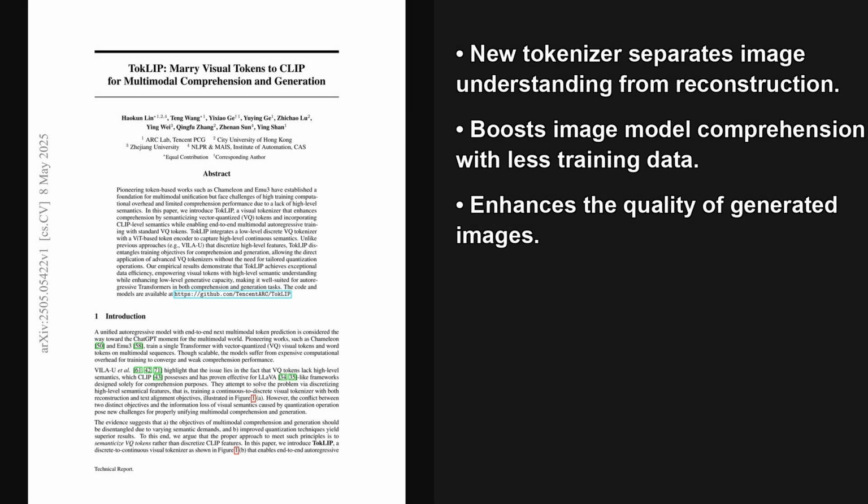Beyond just generating these impressive images, what TokLIP really gives us is a new way to think about multimodal models by separating the basic task of tokenization from the much harder task of semantic understanding. The researchers have created a more flexible and powerful foundation. This work really helps bridge the gap between comprehension and generation in AI.